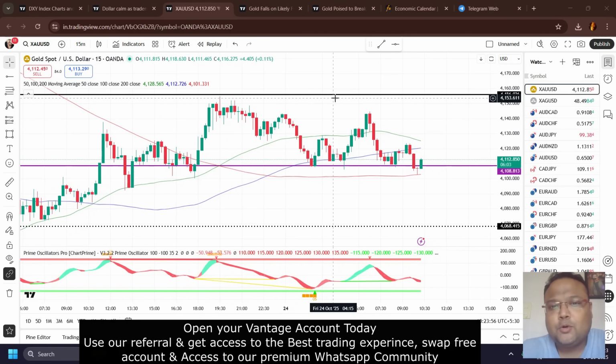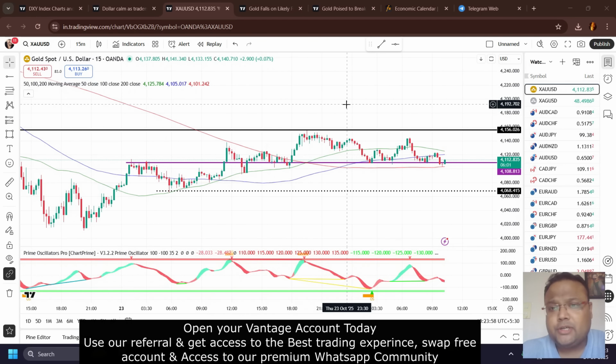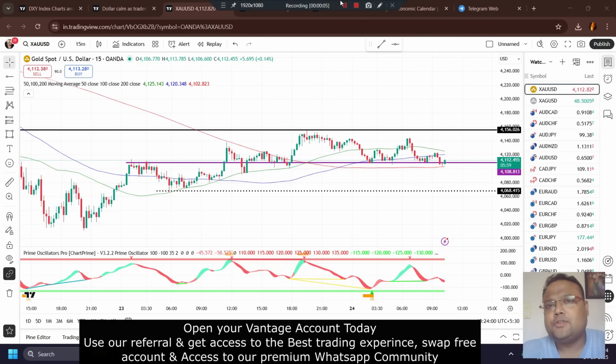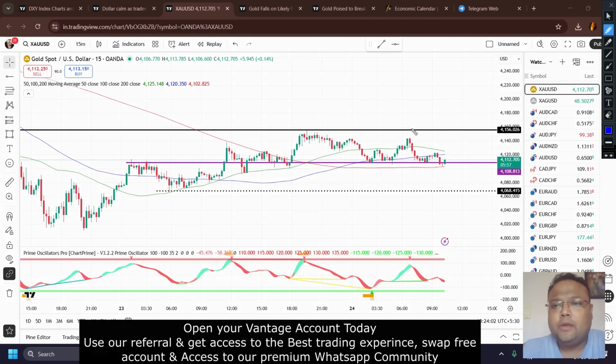Okay, now let's talk about gold. As gold is trading in a narrow range here, trading opportunities are also limited. Right now we can see that around 4155, 4156 the market is facing some resistance. And at the bottom, around 4108, 4107, the previous resistance is also providing support to the market. So during the day you can expect a little bit of downside here.